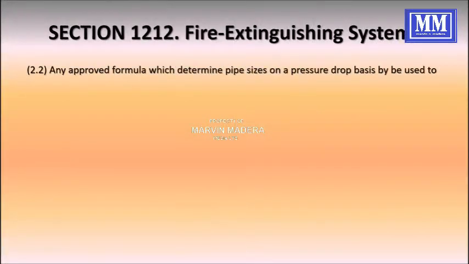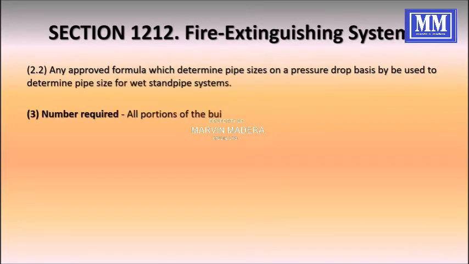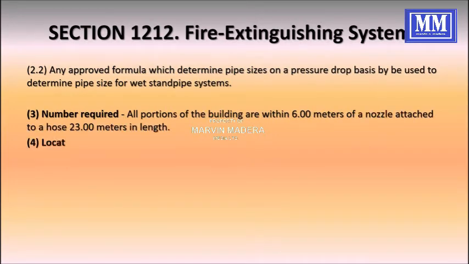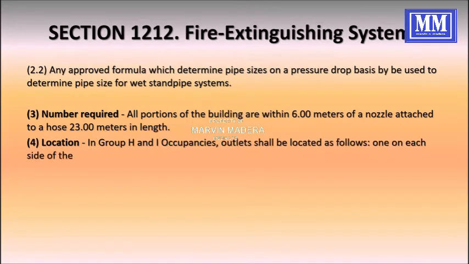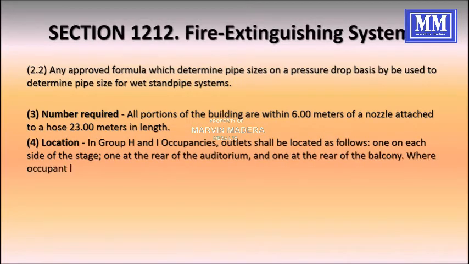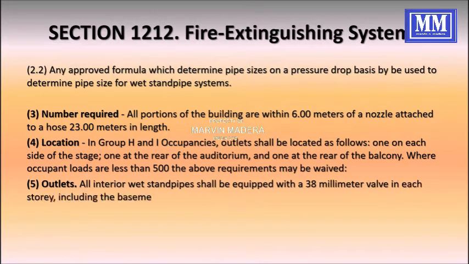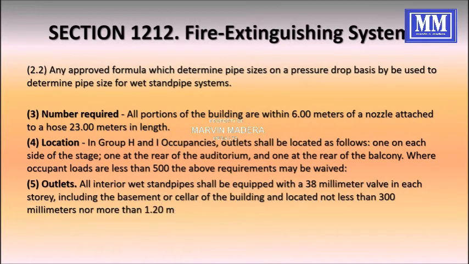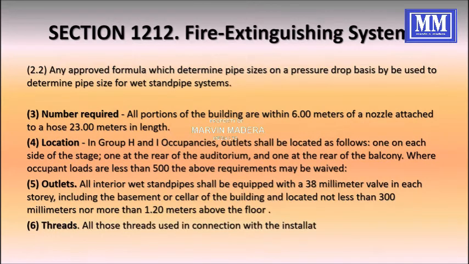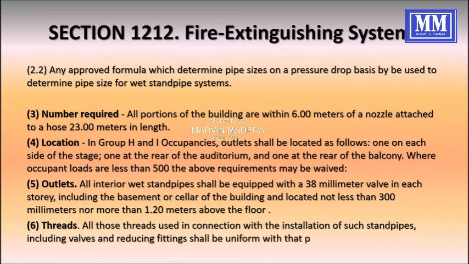Any approved formula which determines the pipe size on a pressure drop basis may be used to determine the pipe size of a wet standpipe system. All portions of the building shall be within 6 meters of a nozzle attached to a hose 23 meters in length. In Group H and I occupancies, outlets shall be located as follows: one on each side of the stage, one at the rear of the auditorium, and one at the rear of the balcony. Where occupant loads are less than 500, requirements may be waived.